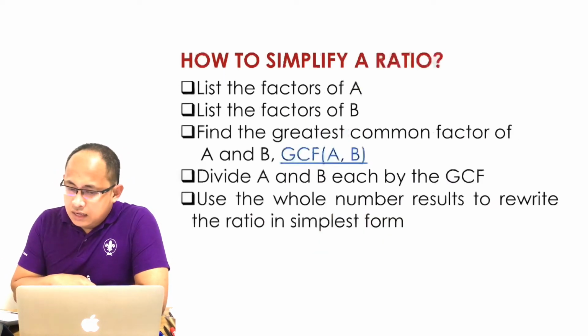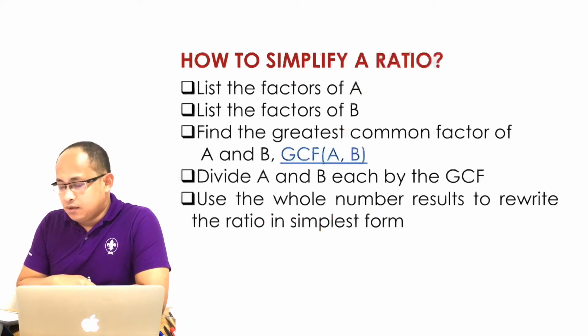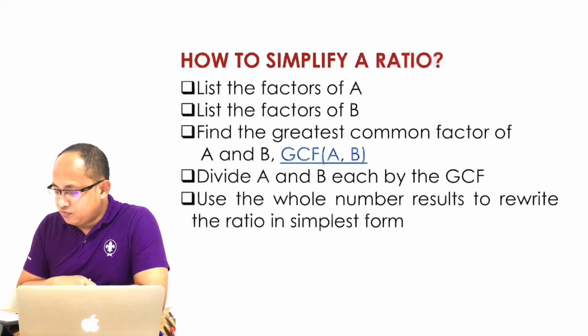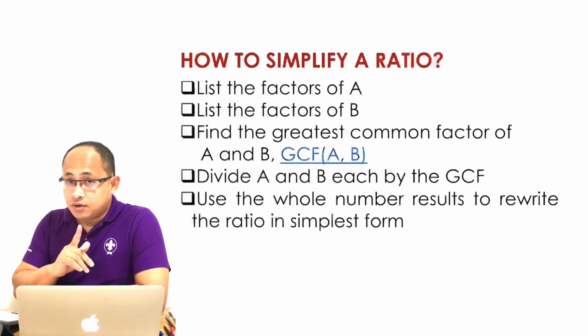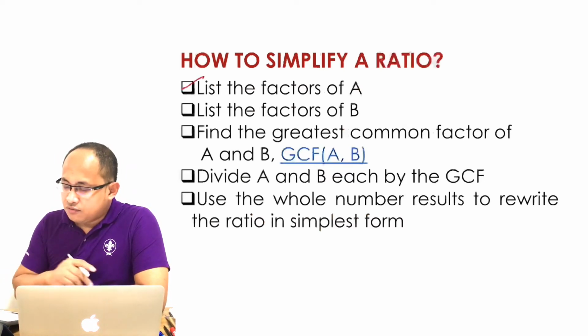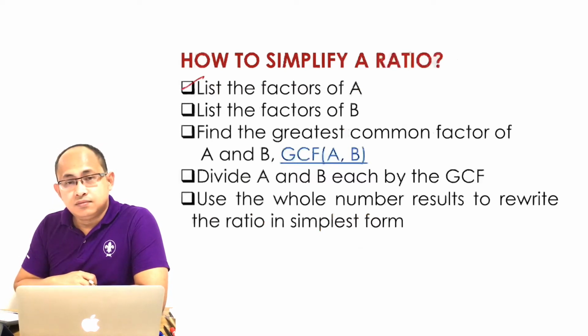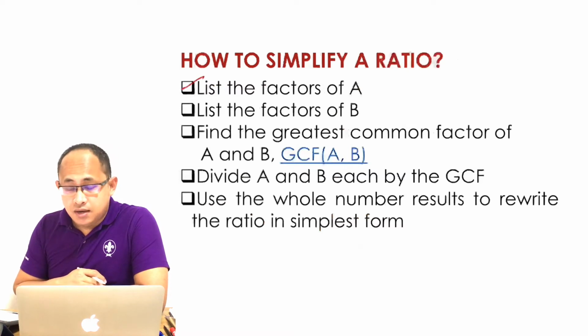Now, since we are trying to simplify ratio today, I'll give you a guide on how to simplify a ratio. There will be at least 5 steps to do so. Remember, 5 steps. The first step is list all the factors of A. A here stands for the first value. Second, find the factors of B.